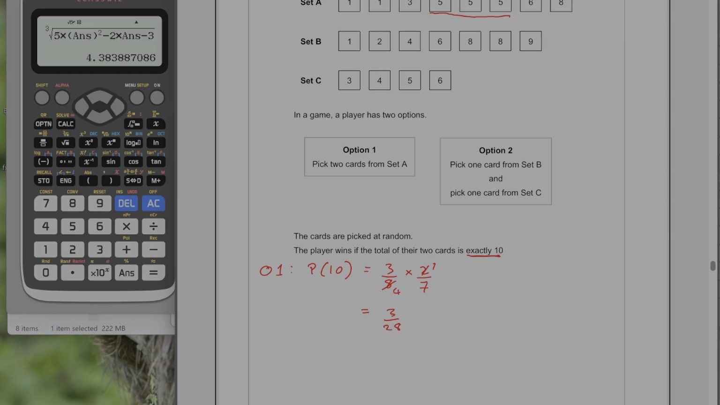Right, the other option is a bit more tricky because we could have, so there's no option that would work with a 1 or a 2. We could have a 4 and a 6. We could have a 6 and a 4. Those are my only options.